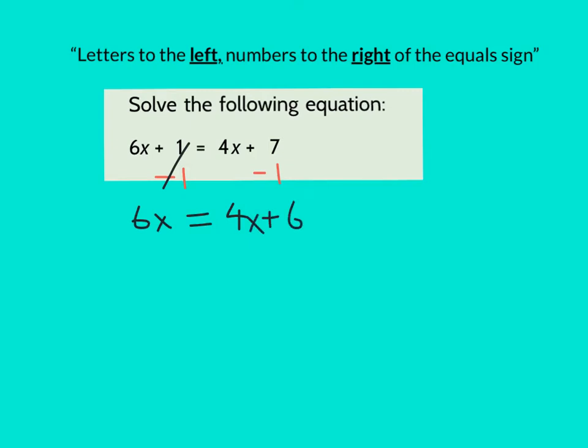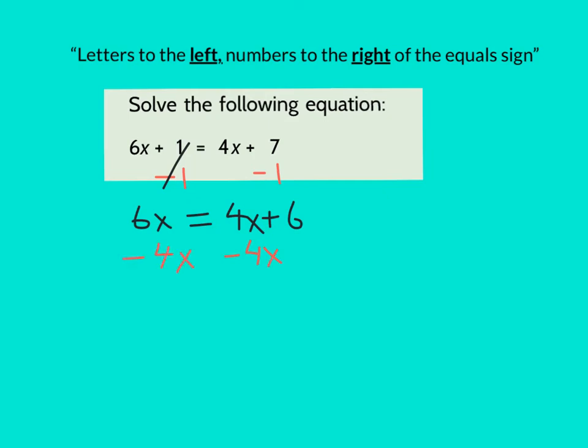Put a little x in there. Okay. Now I can see that the problem I have now is that I have a 4x here, and I don't want that to be there. So again, what I can do is subtract 4x from this side, but if I do it from that side, I must do it from the other side.